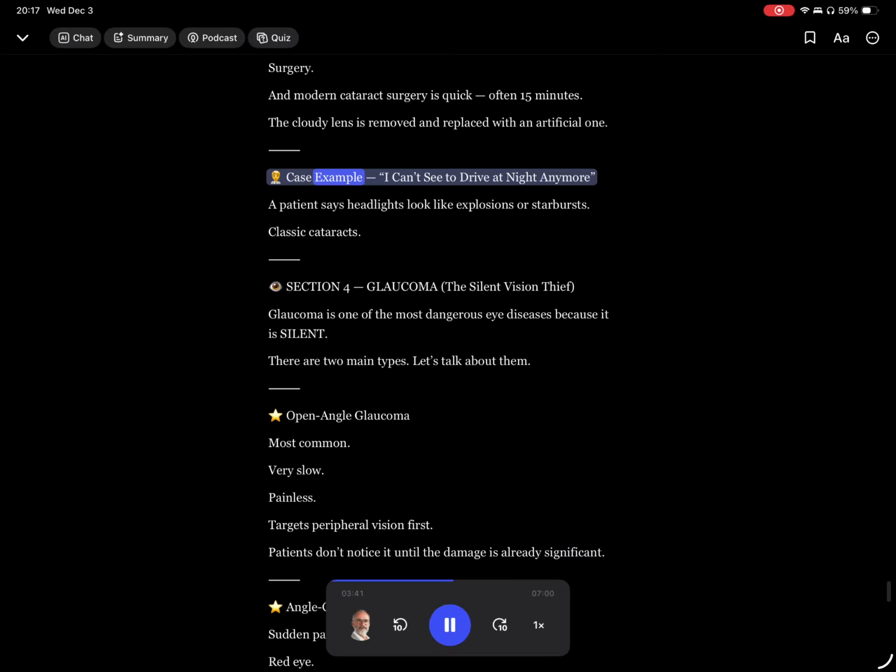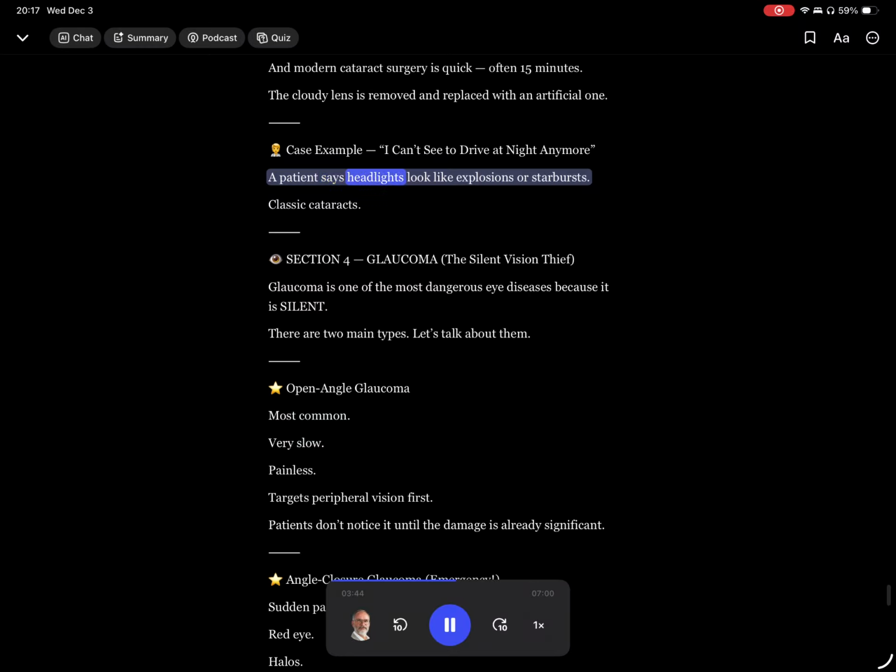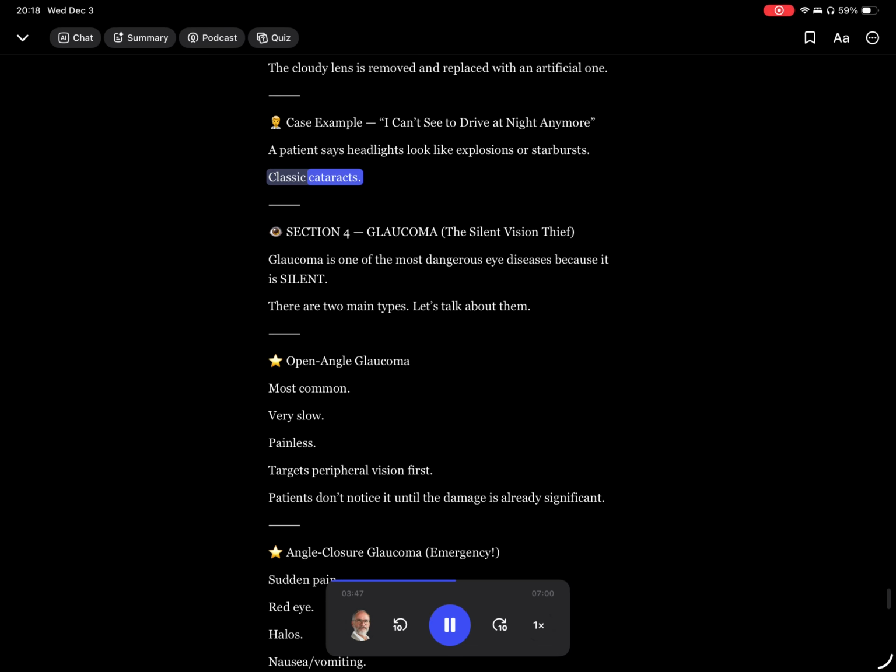Case example: "I can't see to drive at night anymore." A patient says headlights look like explosions or starbursts, classic cataracts.